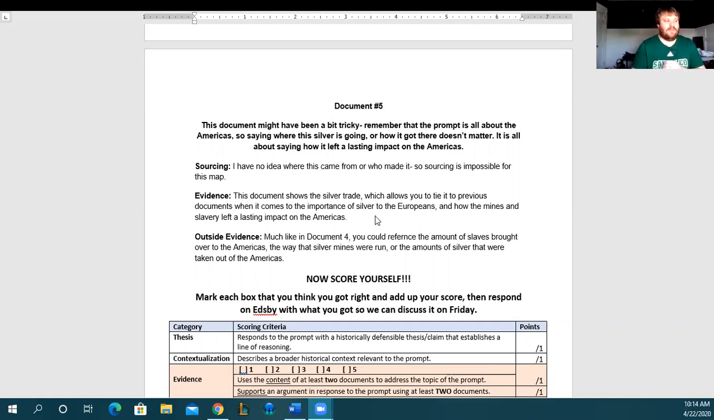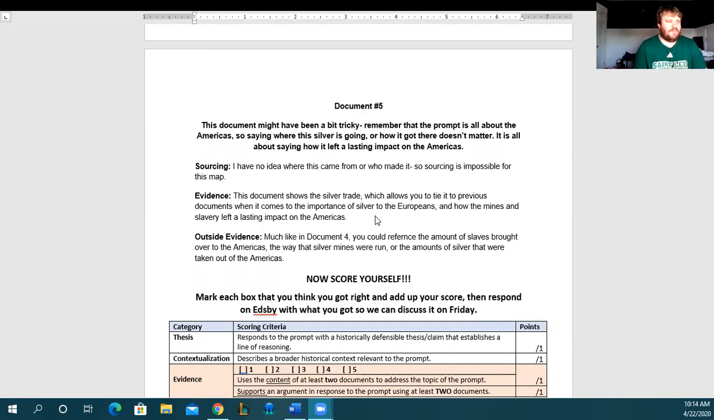Evidence from the document. This document shows the silver trade, which allows you to tie it into previous documents when it comes to the importance of silver to the Europeans and how the mines and slavery left a lasting impact on the Americas, right? So you can talk about the fact that the mines kind of took away all of the resources and natural things that the Americas had going for them at the beginning, and also how slavery left a lasting impact on the United States even, but also all of Latin America.